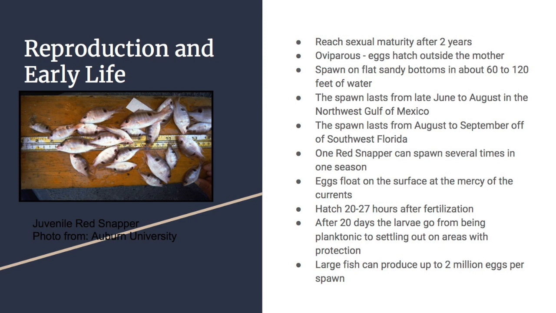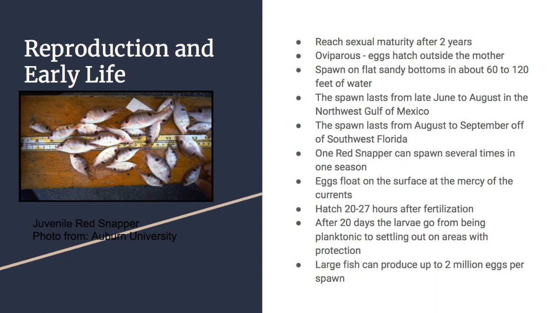The red snapper reach sexual maturity after 2 years. They are oviparous, which means the eggs hatch outside the mother. They spawn on flat sandy bottoms in about 60 to 120 feet of water. The spawn lasts from late June to August in the northwestern Gulf of Mexico, and off of southwestern Florida, the spawn lasts from August to September. One red snapper can spawn several times in one season.